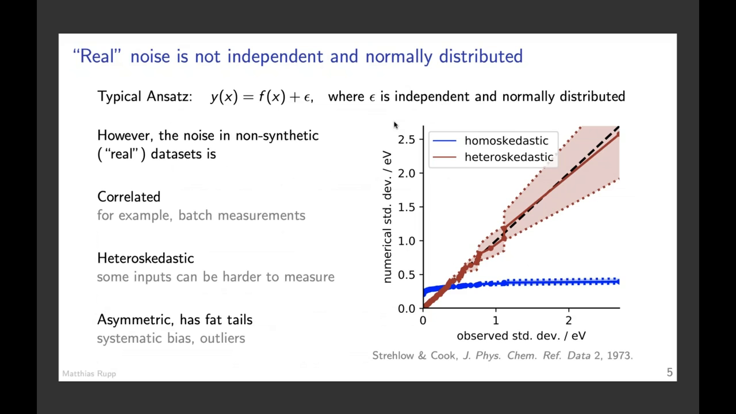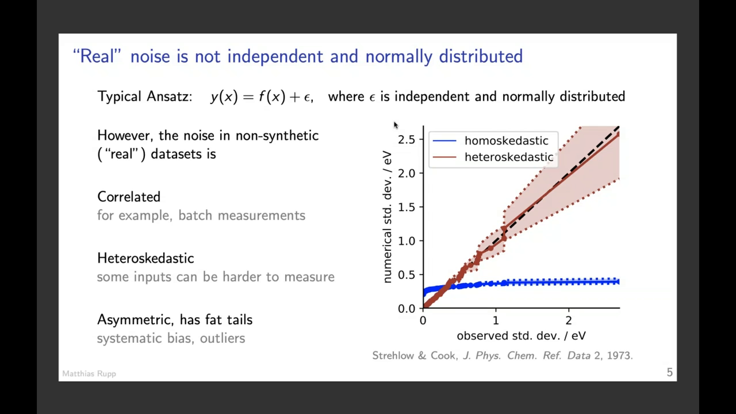The other aspect I want to talk about is noise. The typical answer that we have in machine learning models is that we model the observed value y at the location x, let's say the molecule x, as the actual value f plus a noise term epsilon, where epsilon is very often assumed to be independent and identically distributed, usually normally distributed. However, the noise in non-synthetic datasets is all but that. It is not IID Gaussian usually.